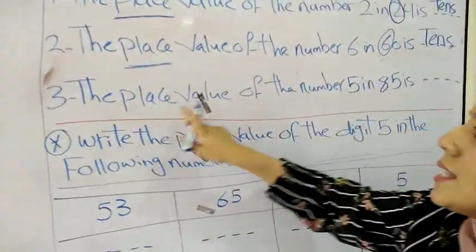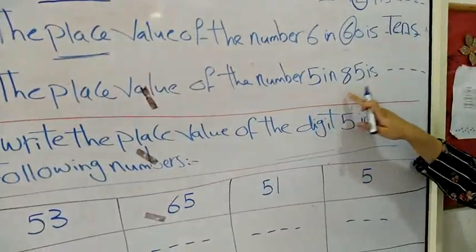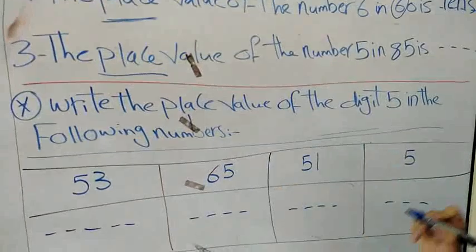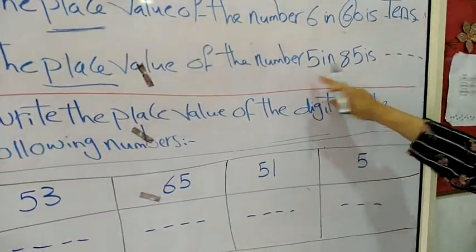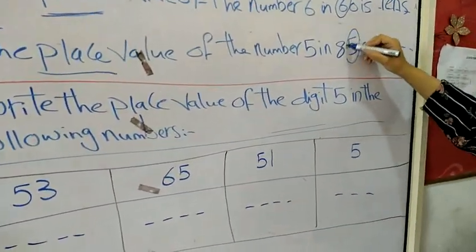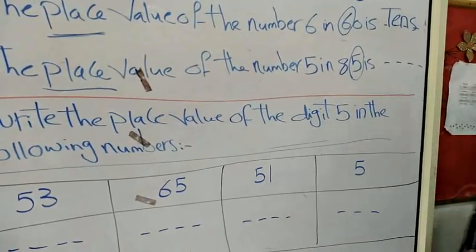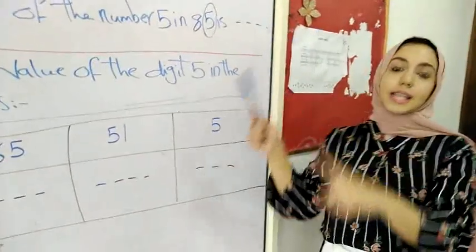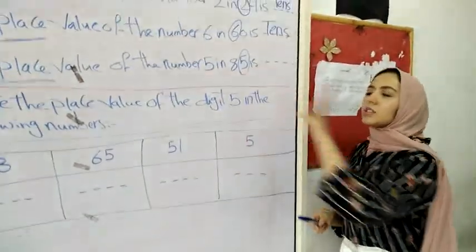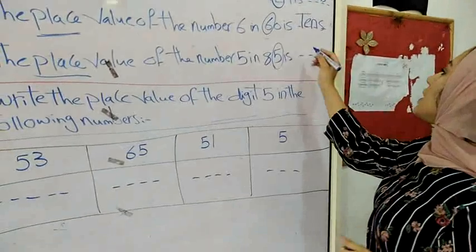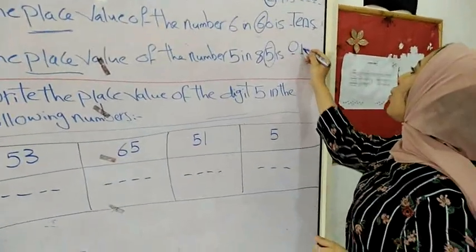Okay? Here the place value of the number 5 in 85. Once more, I will make an underline. And look at our number here, we have 5, so I will make a circle around 5. And ask myself, the first place or the second place? Now 5 stays in which place? The first place. So the first place is ones.